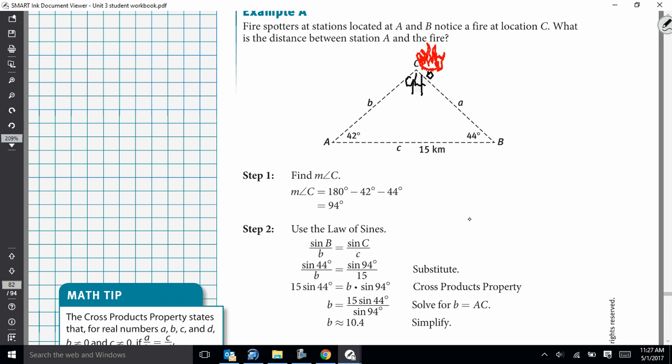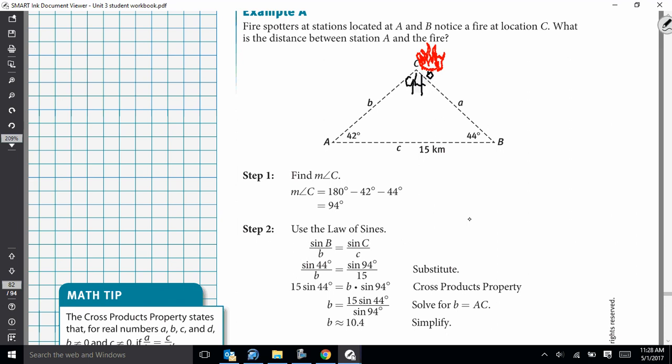All right, so now, is this a right triangle? No, but we can use the law of sines, because if we draw the altitude here, then we have two right triangles, and we just showed that with those two right triangles, this proportion will work. So the law of sines says that sine of angle B over side B equals sine of angle C over side C. So we have sine of 44 degrees over B, which is what we want to find, equals the ratio of sine of 94 degrees over 15.